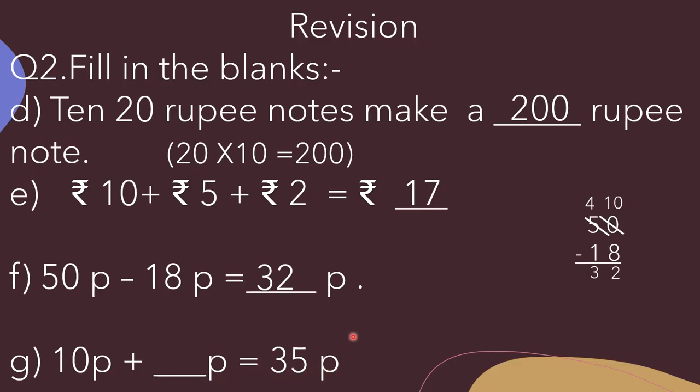Now in G part, 10 paise plus dash paise is equal to 35 paise. So here beta, we have been given the total 35 paise and one amount, that is 10 paise, and we have to find out the other amount. Okay, so for that we will subtract 10 paise from 35 paise, and 35 minus 10 is equal to 25 paise. So here we will write 25 paise. Is it clear beta?